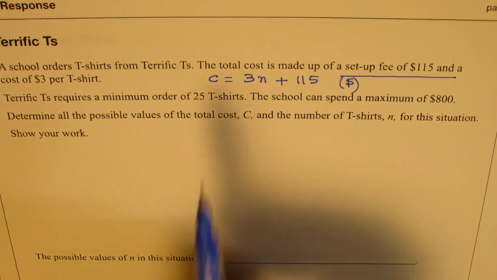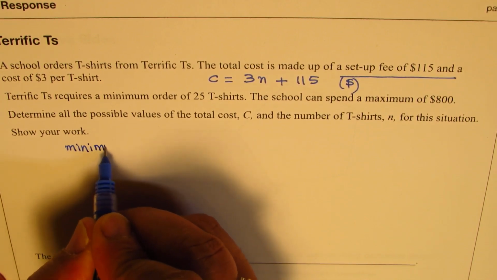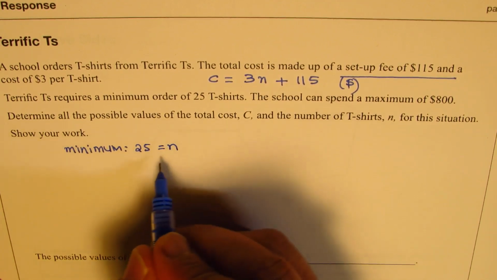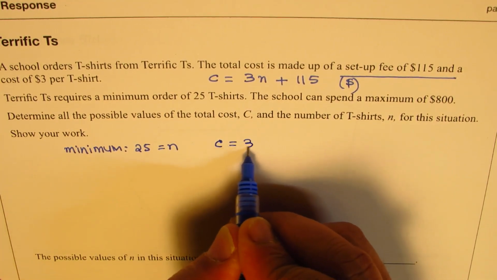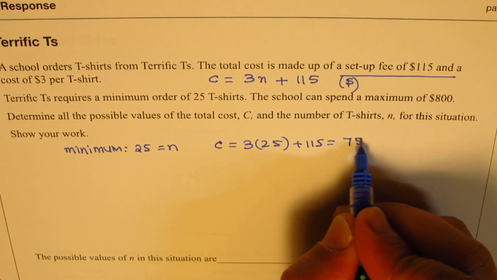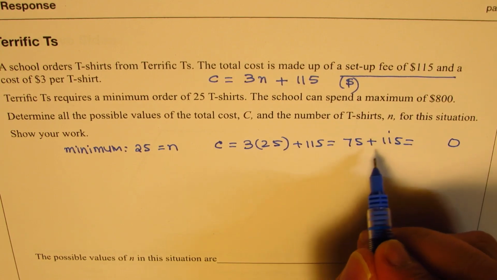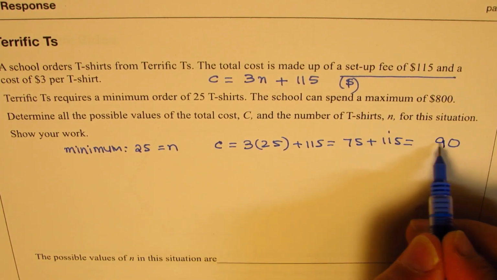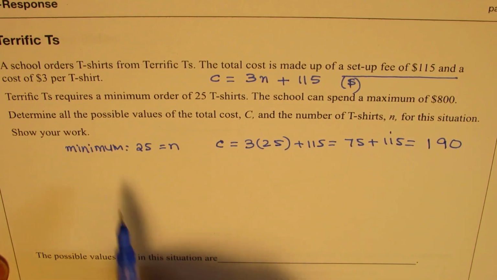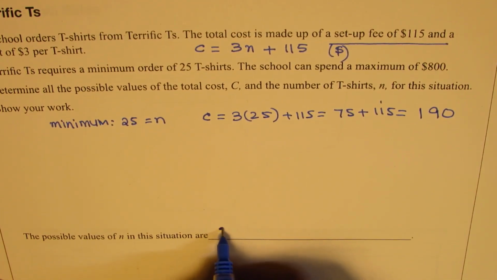Show your work. So we can start with the minimum, right? So minimum is 25 t-shirts. That means 25 is the value of n. So for 25, let us find the cost. So cost will be 3 times 25 plus 115. Now that gives you 75 plus 115. Correct? So 5 and 5 is 10, 1 there, so 2, 9, and we get 190. Correct? So that becomes the cost for 25 t-shirts. So one of the possible values, minimum is 25, so n is 25.